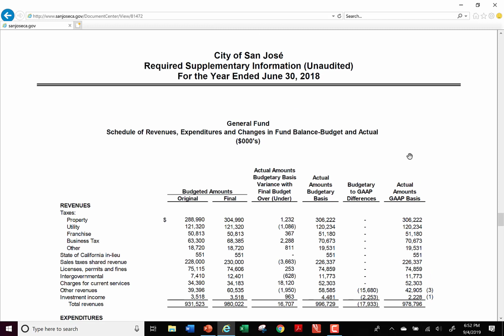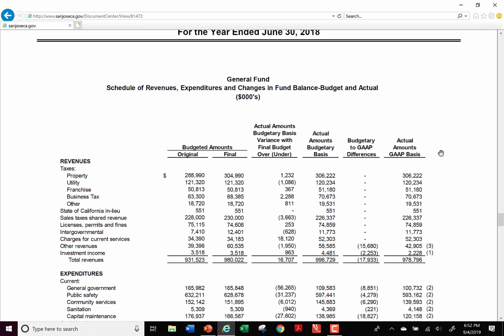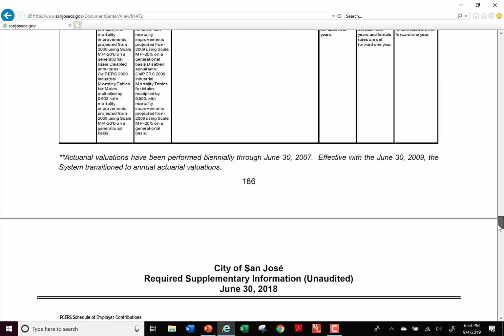What comes next? Required supplemental information other than the MD&A now, right? And it gives us stuff like comparison of budget to actual. So remember, the MD&A was more words, wasn't it? Where here we're actually seeing some numbers that are comparing one item to the next at a more granular level, if you will, of detail. Okay? Now what should we see? Good. Statistical section comes next, doesn't it? Here it is.